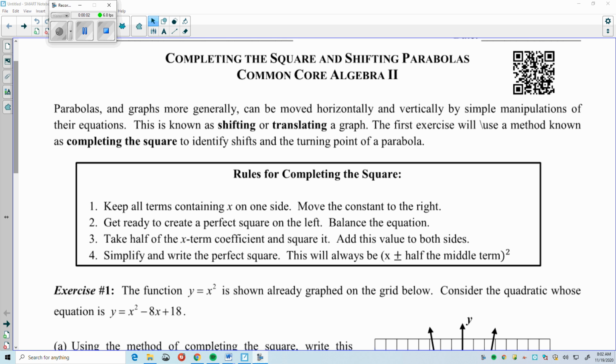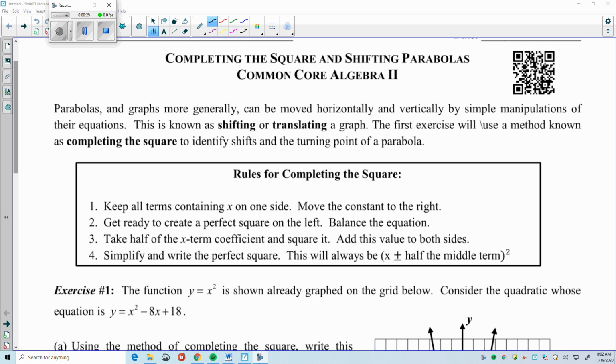So continuing with our parabolas, we are going to do a process today called completing the square. And this is something that you maybe took a look at in geometry and probably need a good refresher on. So we'll be practicing this, but being able to complete the square will allow us to look at a parabola and figure out its shifting or its translations that have taken place based on the function itself.